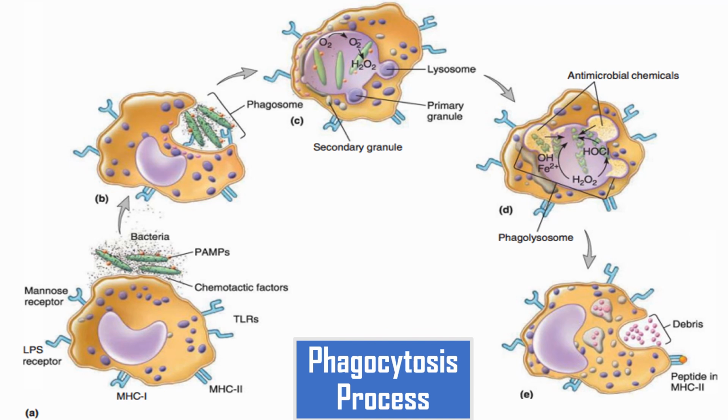LPS receptor, lipopolysaccharide receptor; TLRs, toll-like receptors; MHC1, class 1 major histocompatibility protein; MHC2, class 2 major histocompatibility protein; PAMs, pathogen-associated molecular patterns.